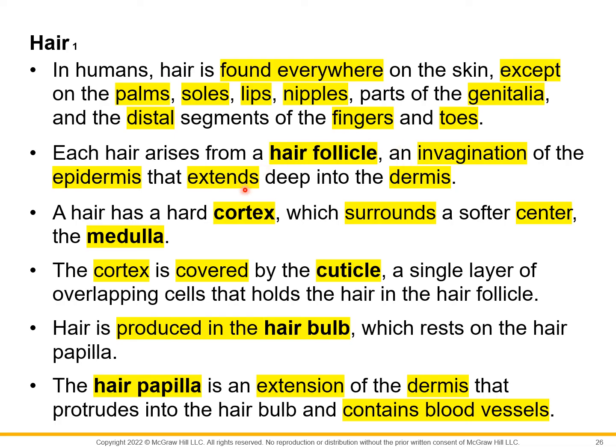It has a hard cortex on the outside, and then on the inside, it has a soft center, which is referred to as the medulla. Okay, ulitin natin. The hair has two areas. The outside is hard and is referred to as the cortex. The inside or the center is soft and it's referred to as the medulla. So the cortex, this is covered by the cuticle.